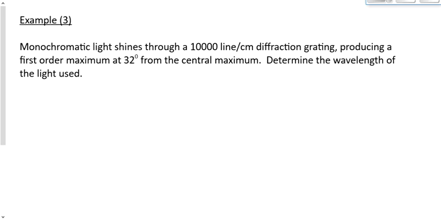This one's a little bit different. This one says monochromatic light, monochromatic, one color still. We'll deal with polychromatic light in just a few moments here, but for now, still monochromatic, one color. Shines through 1,000 line per centimeter diffraction grating and produces a first order maximum, 32 degrees from the central max. What's the wavelength of the light used?